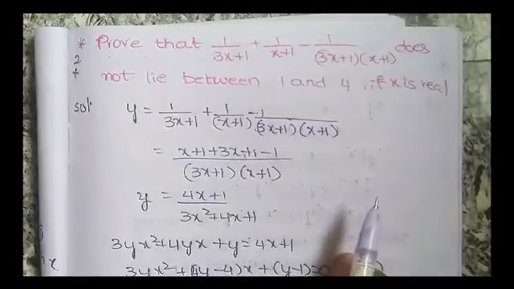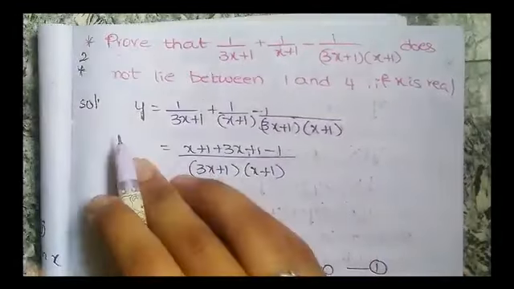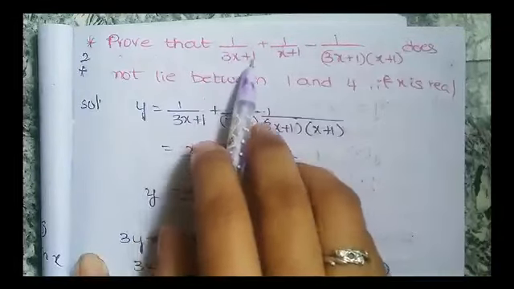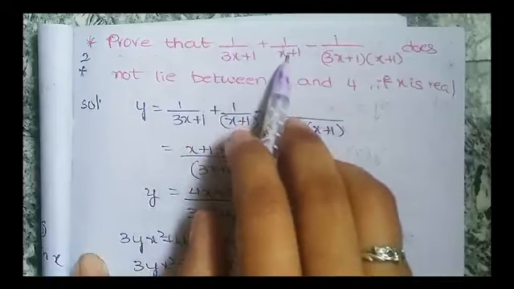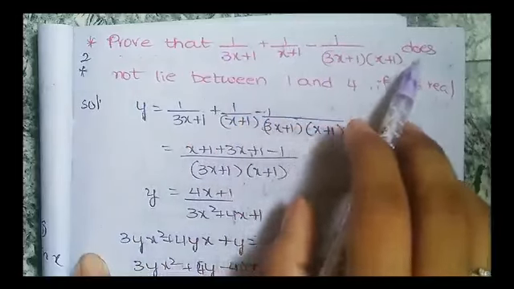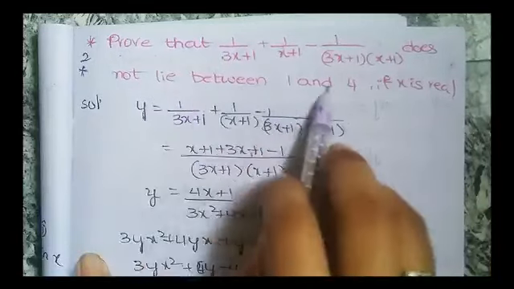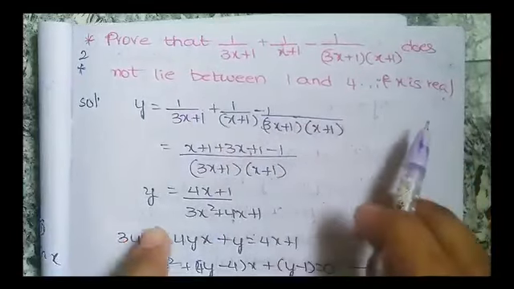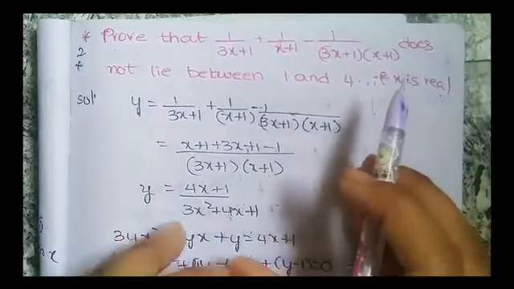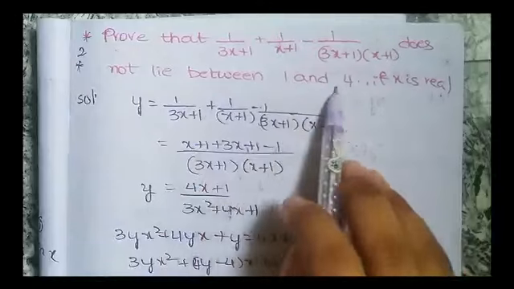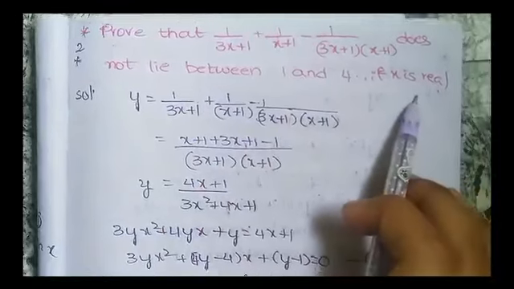This is the second one, a very important problem from the IPE point of view. Prove that 1 divided by 3x plus 1 plus 1 by x plus 1 minus 1 by (3x plus 1) into (x plus 1) does not lie between 1 and 4 if x is real. So x is real, and they have also given that the range does not lie between 1 and 4. So we have to prove.